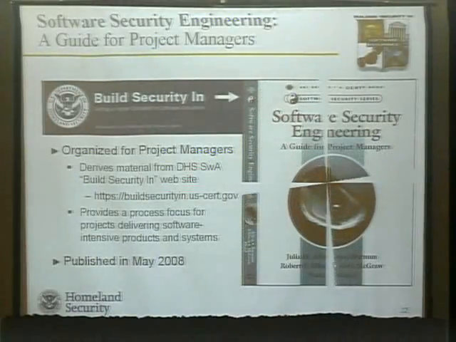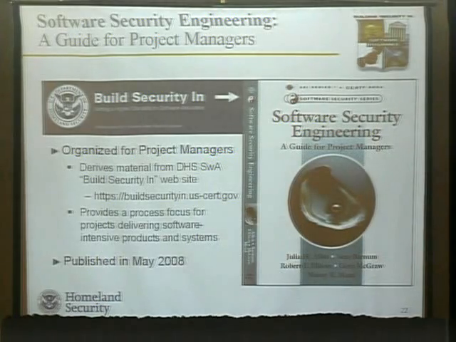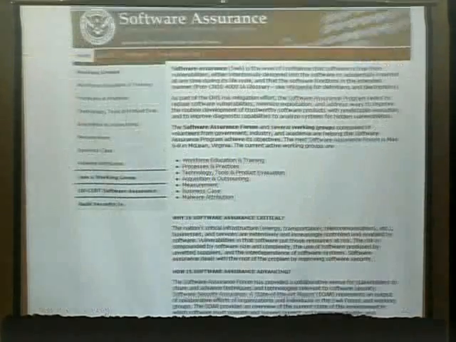So through requirements engineering, architecture and design, code and integration, test and fielding and supporting of systems, we've got the practices identified, and that's how the website is organized. And if you don't want to go to the website, you can get the book. Software Security Engineering, A Guide for Project Managers, was published in May by the primary authors of many of the articles that we have on the website.